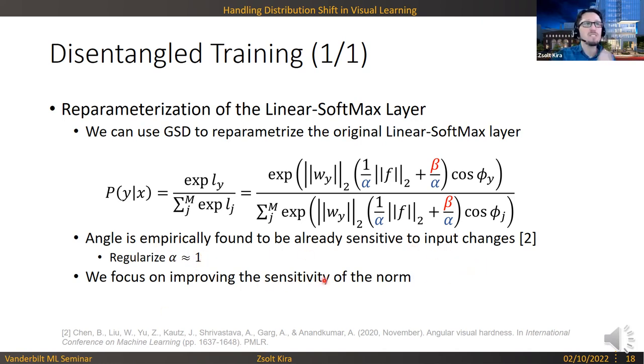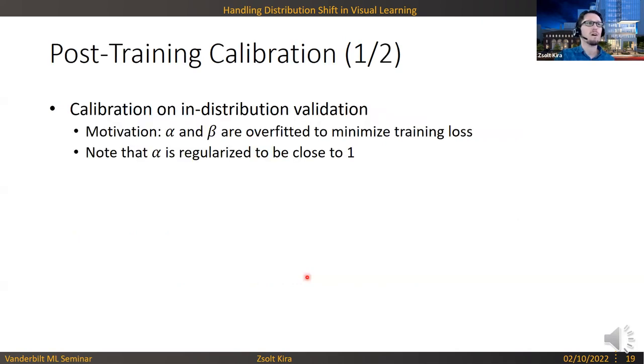We're really focusing empirically on improving the sensitivity of the norm to things like covariate shift, that is, changing the data by adding noise and so on. We also have a calibration procedure on the validation set. Again, this is all on the in-distribution validation; we don't have any other distribution data. Because alpha and beta are parameters that might overfit when they're learnable, we just backpropagate through them. But during validation after the fact, we can either regularize alpha to 1, or we can calibrate these two things.